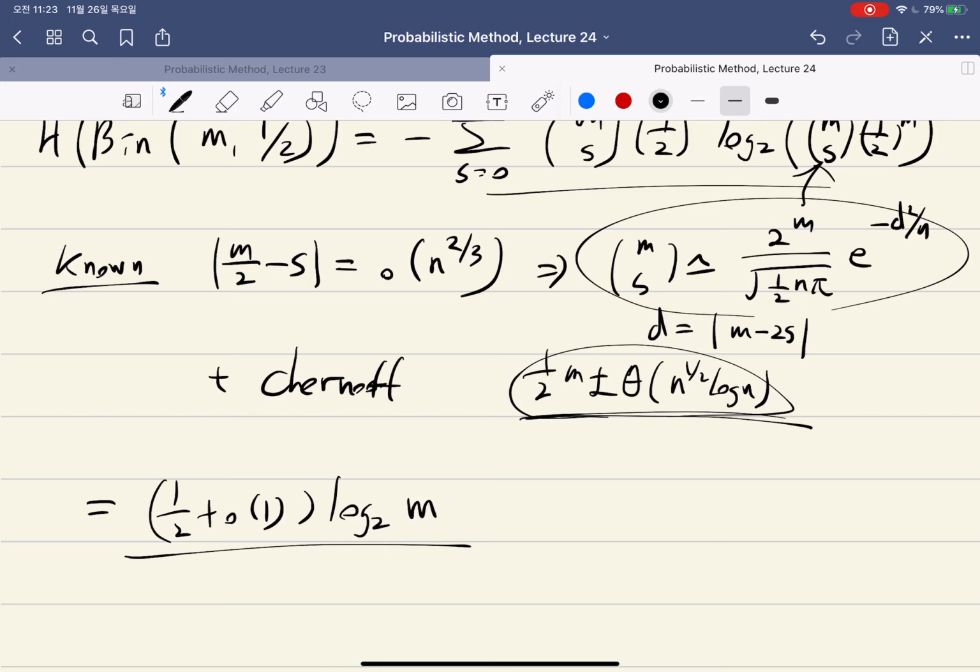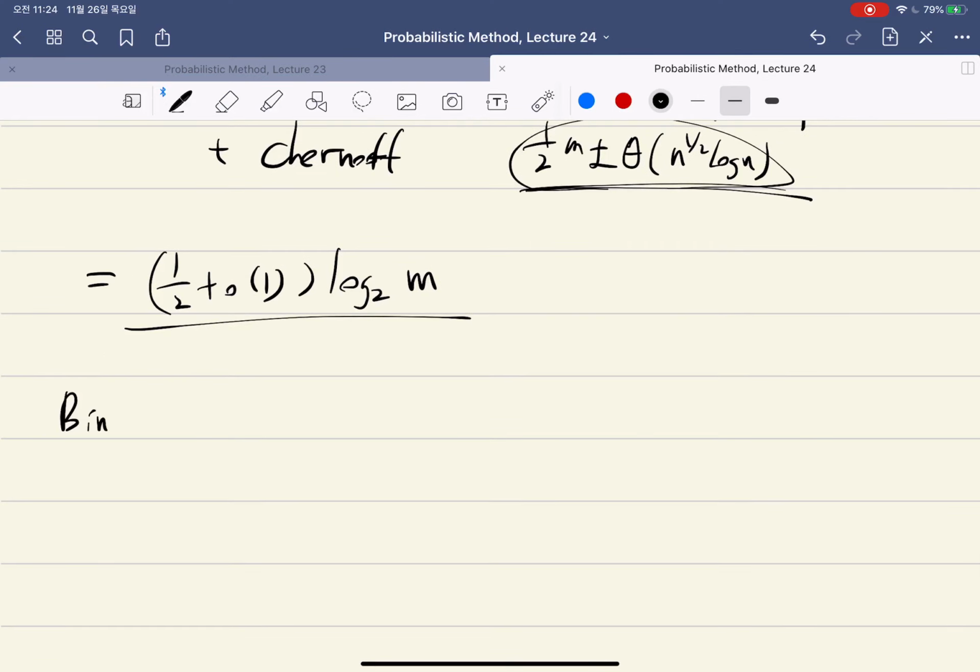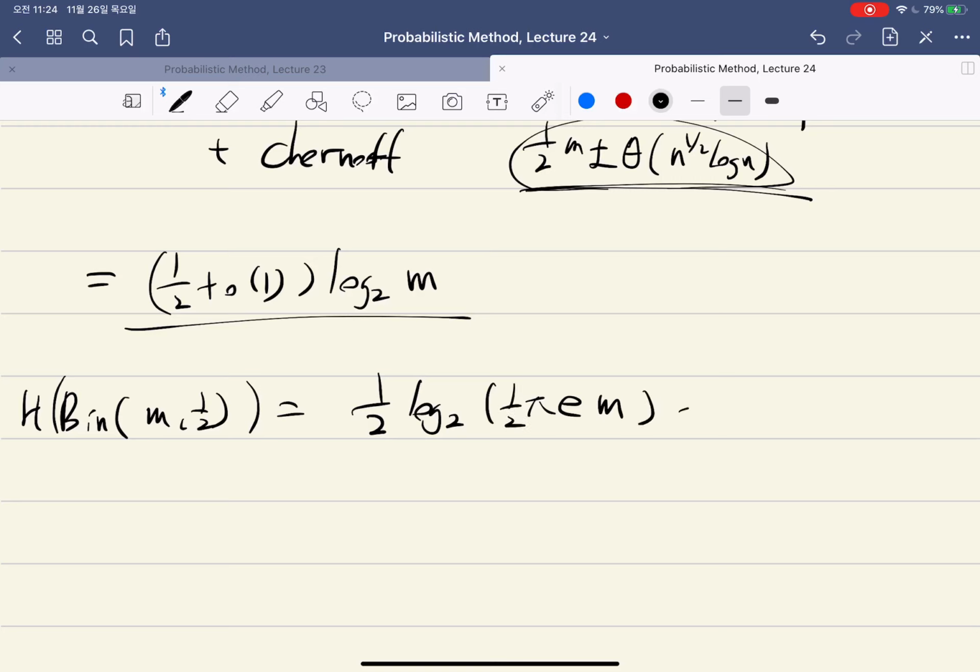But if you do a more tight concentration, then you actually get a better number. Give me a moment. Let me write down the exact formula. So you can actually prove that the binomial coefficient m choose m half has an entropy exactly half times log 2 pi e m over 2, or pi e m over 2. So this is nothing but half log 2 m plus some constant.